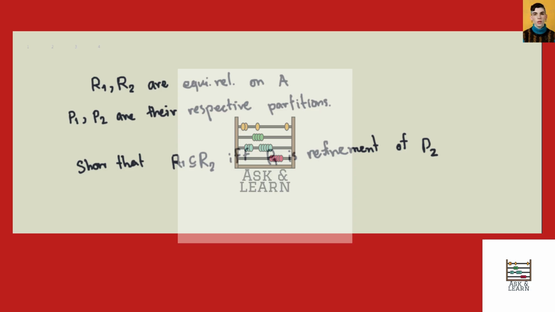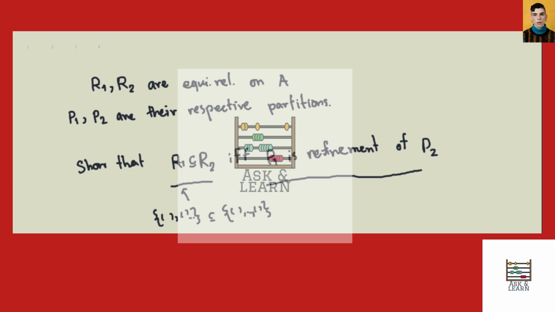Question: we are asked to show that if R1 and R2 are equivalence relations on the set A, and P1 and P2 are their respective partitions, then R1 is a subset of R2 if and only if P1 is a refinement of P2. Being a subset here, we view the relation as a set of ordered pairs, right? And so it means any pair that exists in R1 will also exist in R2.